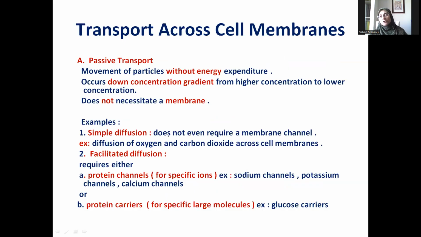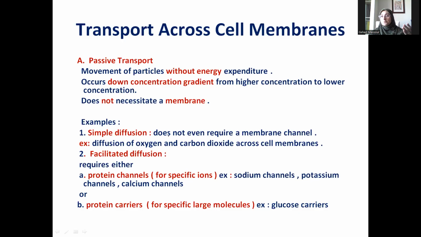And then, of course, the transport across the cell membranes. You should know that there is passive transport and active transport. You should know the characteristics of passive transport and an example. If you were to say the characteristics of passive transport: it does not require chemical energy. It occurs down the concentration gradient. It does not necessitate a membrane. Of course, the best example is simple diffusion of oxygen and carbon dioxide across cell membranes.